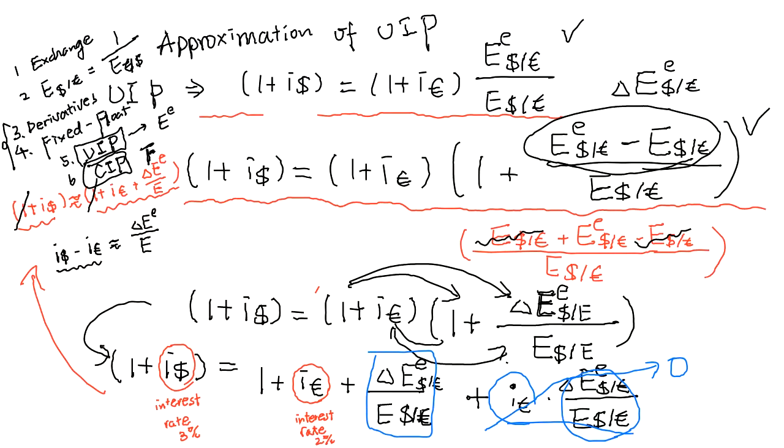And lastly, we talked about the approximation of the UIP. What does it tell us? The difference is the spread between the domestic and the foreign interest rate. Actually, it's the main cause of the adjustment of the expectation on the exchange rate.